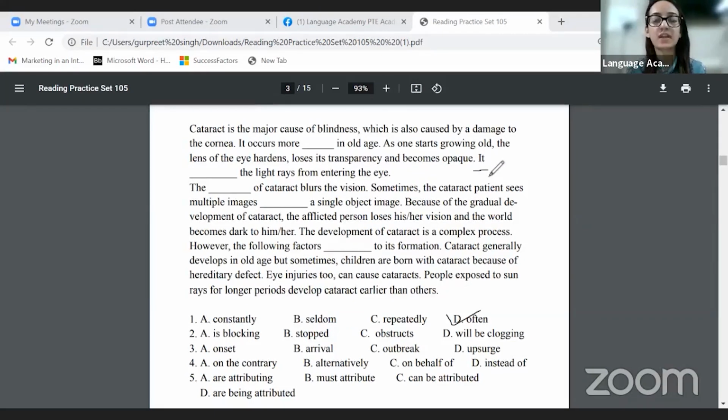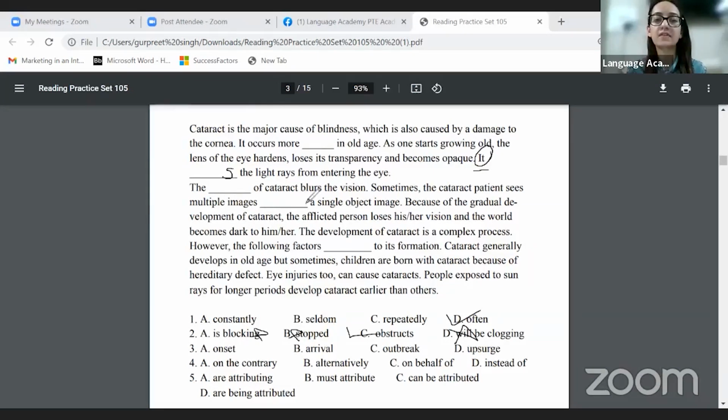This is a fact, and facts are written in simple present tense. It is singular, so we need a verb with s. "Is blocking" is a continuous form. This is past form. This is future form. And like I said, facts are always written in simple present tense. So: it obstructs the light rays from entering the eye.